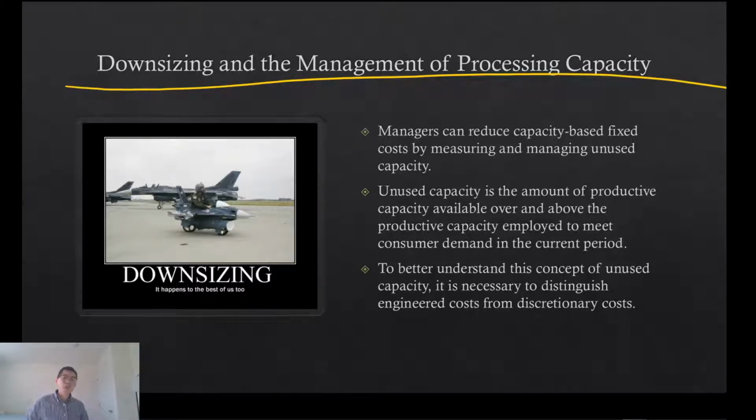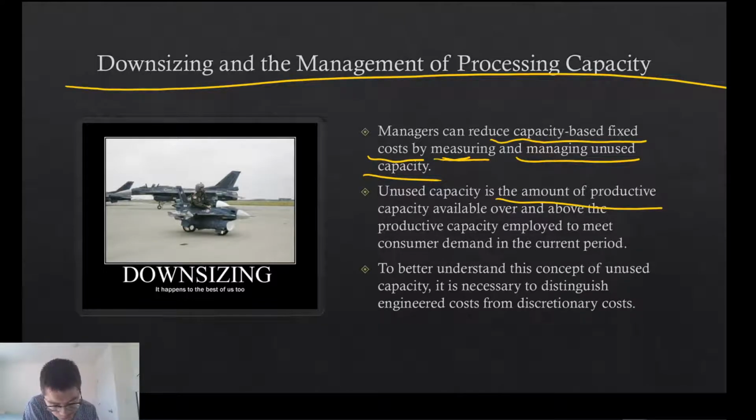When it comes to manufacturing companies or even service companies, we are focusing more on unused capacity, and then we think of downsizing. Managers can reduce capacity-based fixed cost by measuring and managing unused capacity. Unused capacity is the amount of productive capacity available over and above the productive capacity employed to meet consumer demand in a current period.